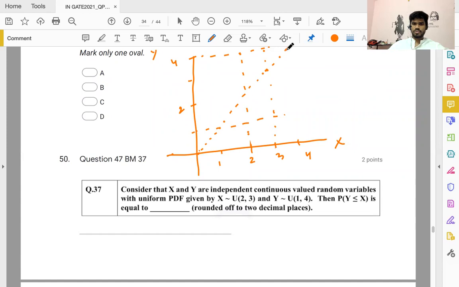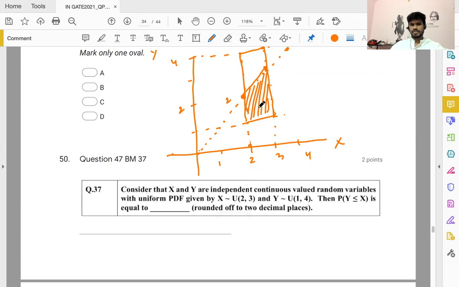Notice 4 is over there. This is the line y equals x, so this point has to be (2, 2), and this point has to be (3, 3). So y less than x is here. We are looking for this area: the area of this trapezoid divided by this total area.